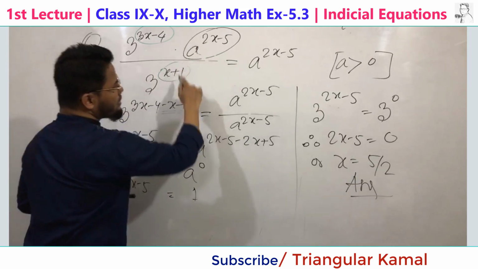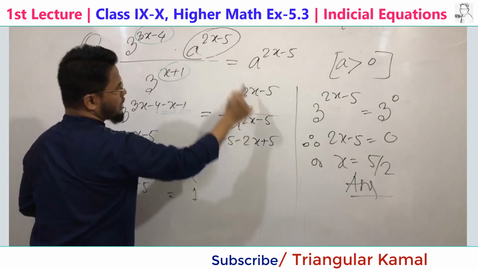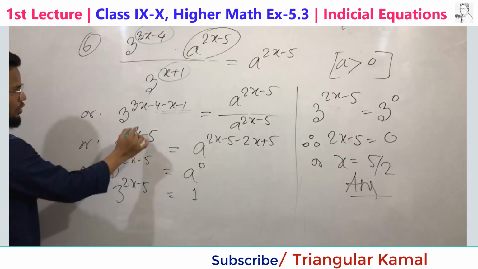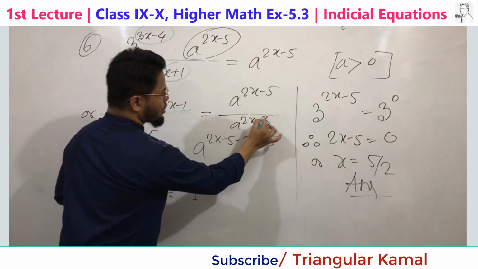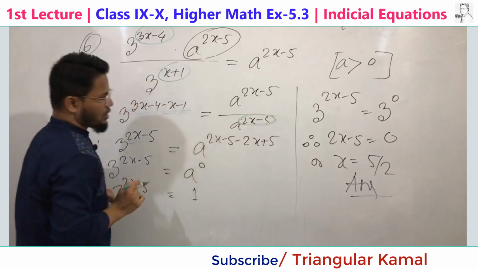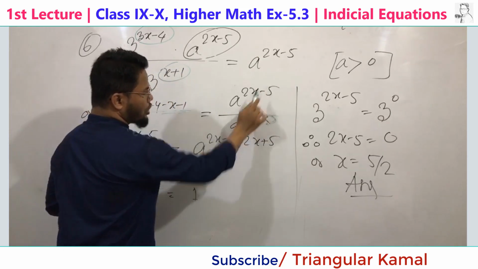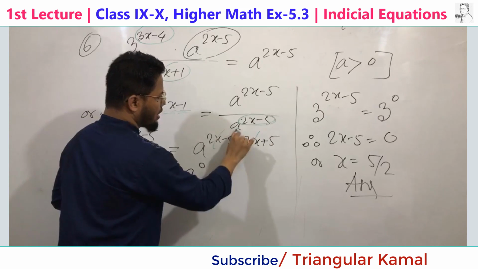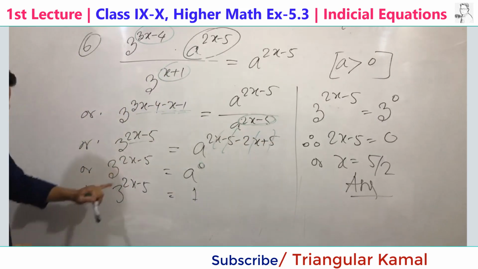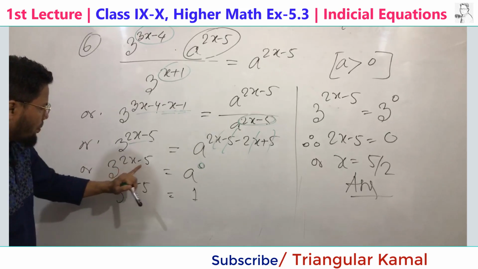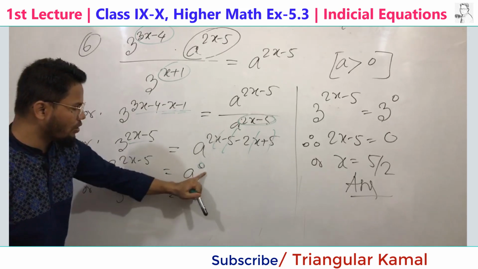And dividing both sides by a to the power twice x minus 5. So now doing the simple calculation, this one will get this one. And here also changing this part from denominator to numerator, coefficient will be same. Now eliminating them, you will get here a to the power 0. So now 3 to the power this one and a to the power 0 as a 1.